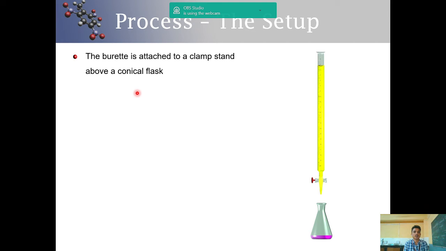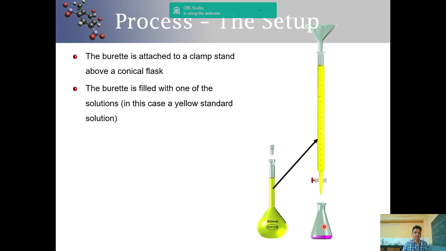So first, you have to clamp the burette on the stand above the conical flask. This is the burette, and you clamp it on the stand above the conical flask. Next, the burette is filled with one of the solutions. In the case of the standard solution, suppose you have prepared the standard solution, then you pour it into this burette already clamped on the stand above the conical flask. This is the actual process.